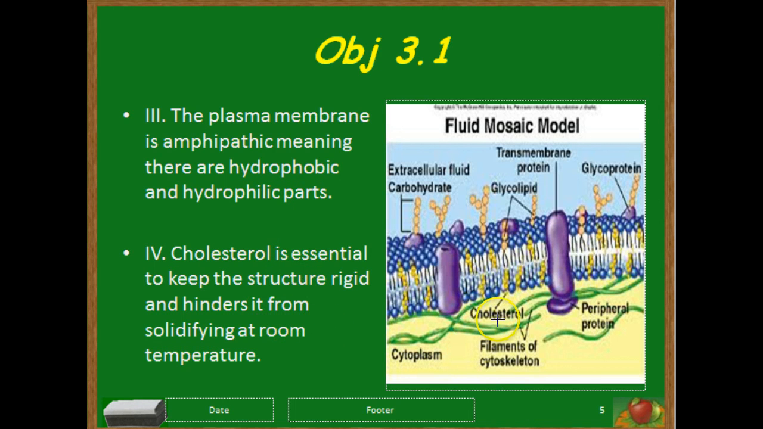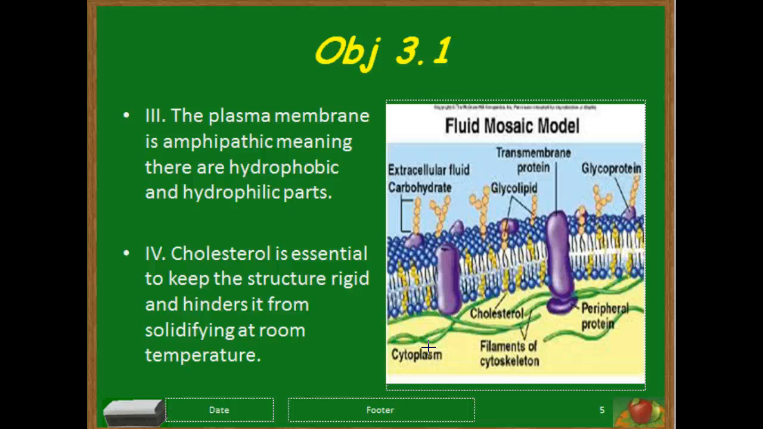Now, here we go. We see cholesterol is actually placed throughout the cell, and it's very, very important because it keeps the model, you'll see the name fluid mosaic model, it keeps the fluidity going, so it keeps it from solidifying at room temperature. And what that actually means is the membrane's ability to move through the watery or aqueous conditions of the cell is decided by three things. And those three things are temperature, cholesterol, and unsaturated fats.